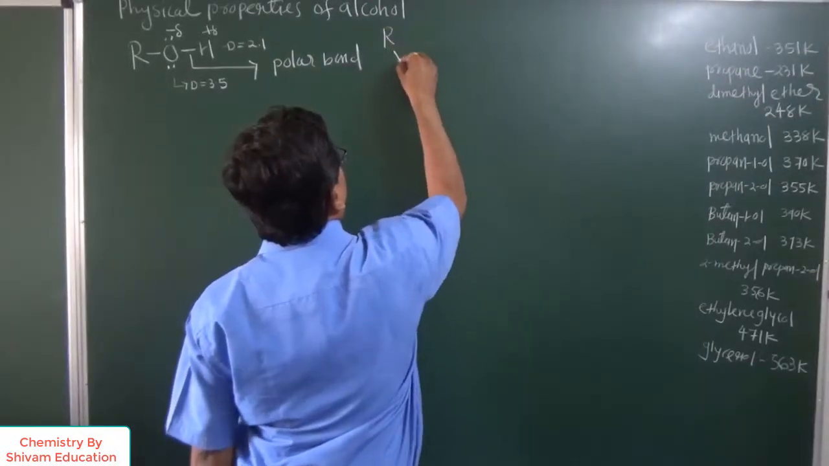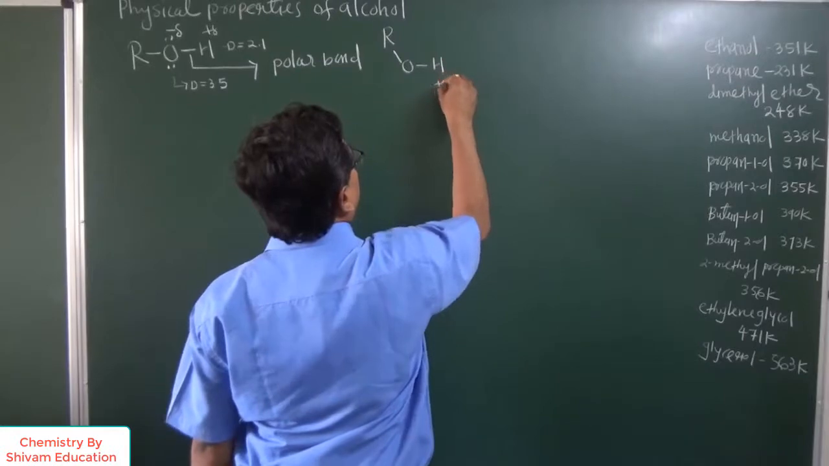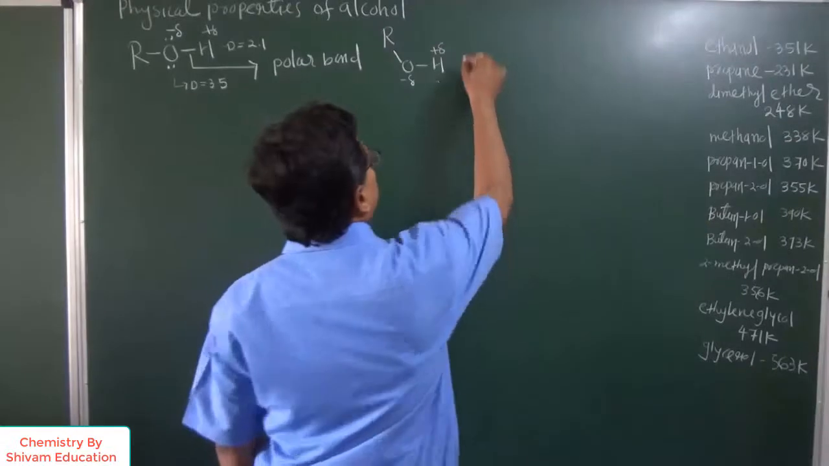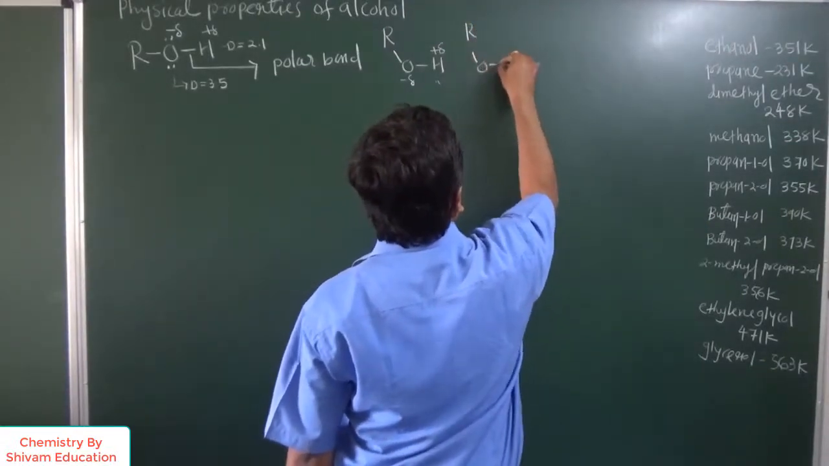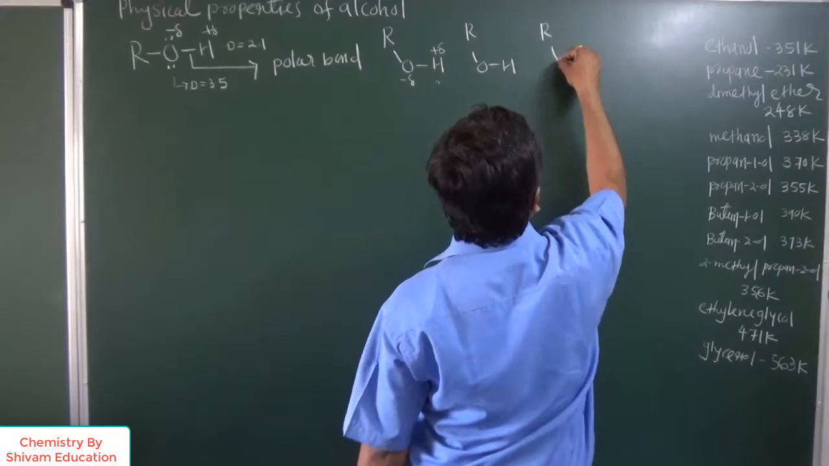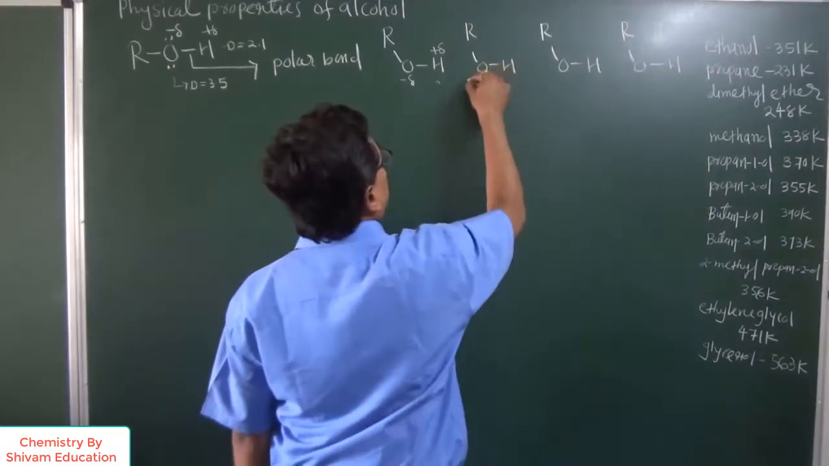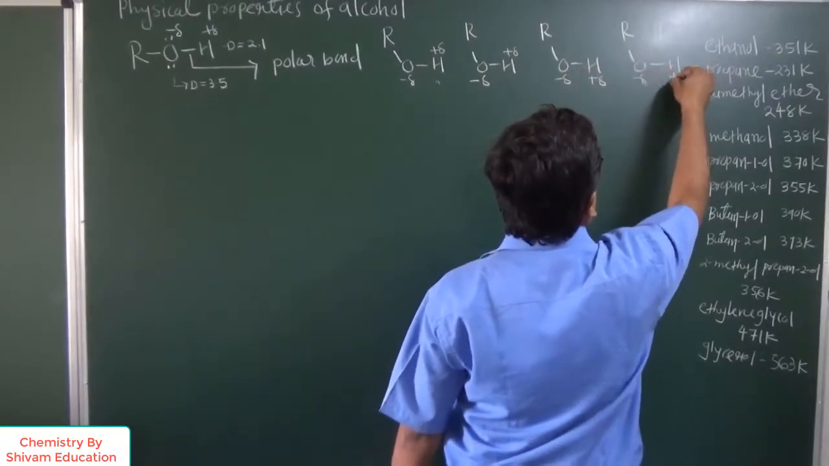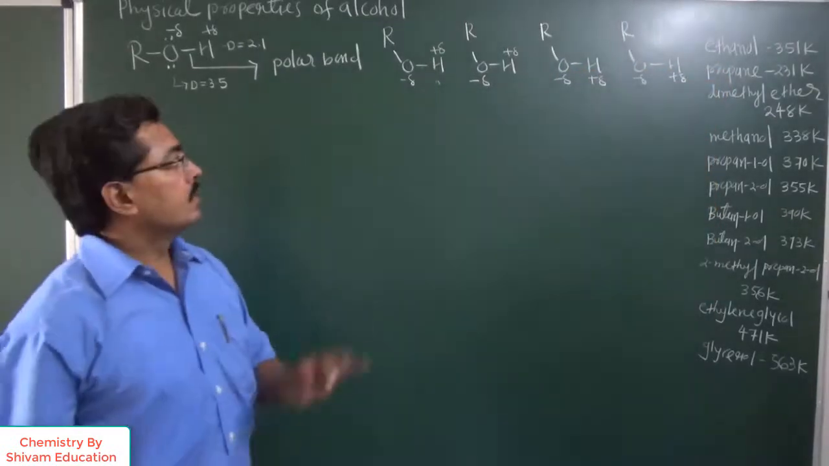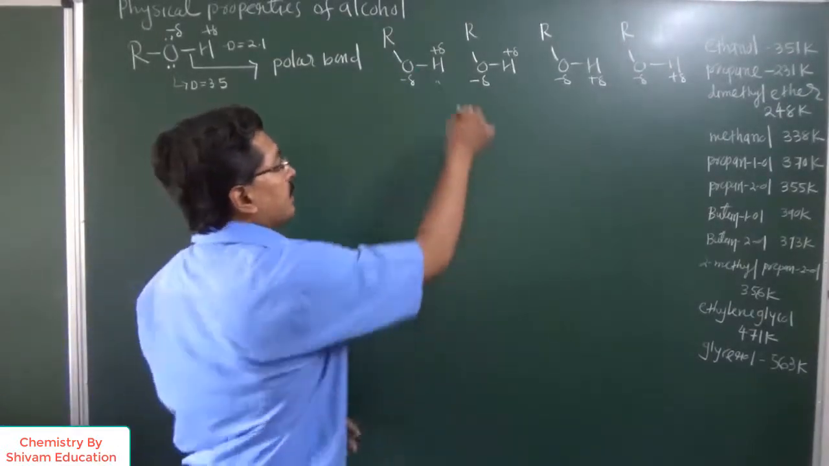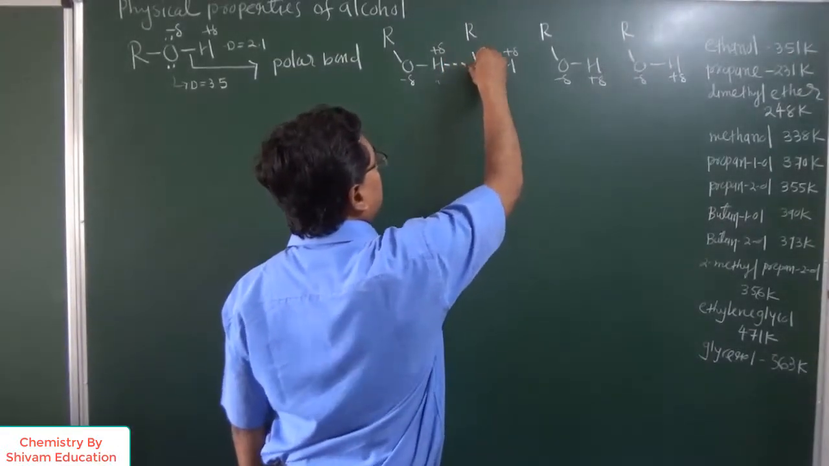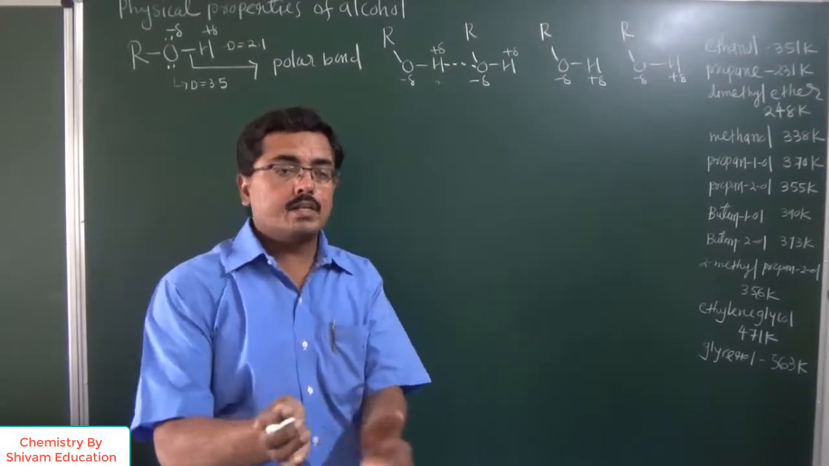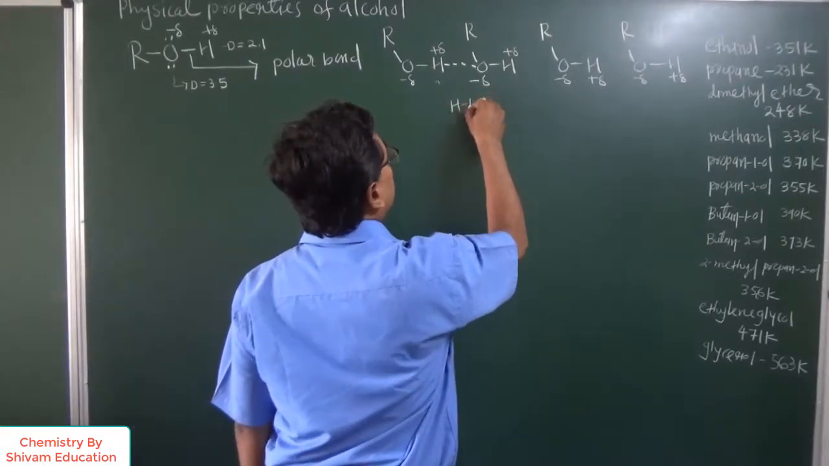Now alcohol, we can write in this way: this oxygen-hydrogen having a partially positive charge on hydrogen and a partially negative charge on oxygen. Similarly, we can write here also. So here oxygen has a partially negative charge and hydrogen has a partially positive charge. In between positively charged hydrogen and negatively charged oxygen there is a force of attraction, and this force of attraction is known as a hydrogen bond.